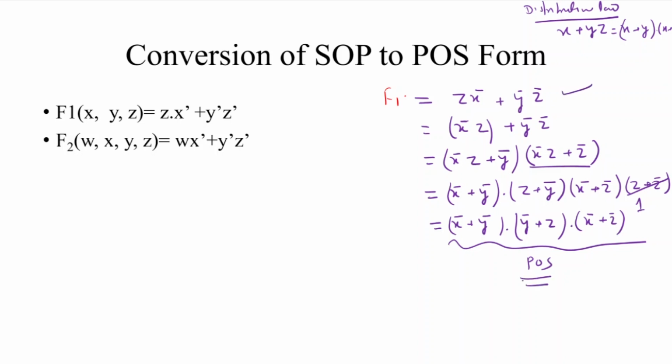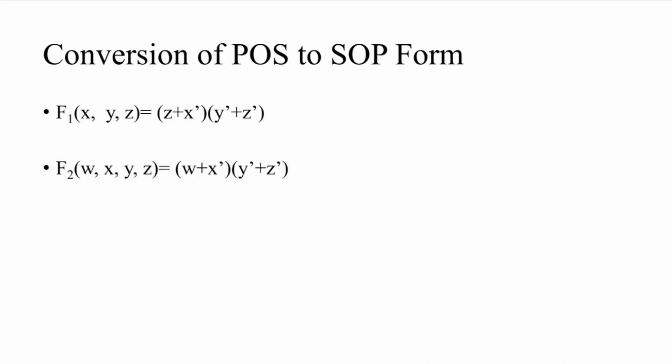But again here we see that in this function f1 which is in POS form, all the literals are not present in all the terms. This means this function is not in standard POS form. Now the question is, if the function is given in POS form, how do we convert it into an equivalent SOP form? Again here, suppose the function f1 is written as z plus x complement, and the second term is y complement plus z complement.